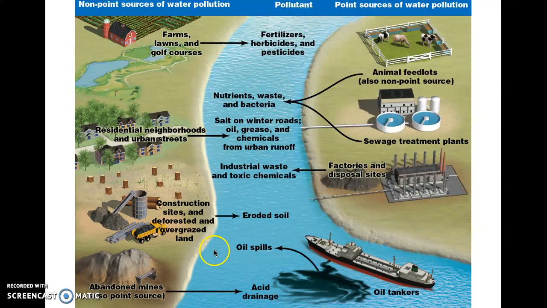And then from construction sites, deforested and overgrazed land, we get eroded soil, and from abandoned mines, we get acid drainage. So the things on this side are less of a direct pollutant. Like you don't think of residential neighborhoods and urban streets as actually funneling pollution into waterways, but they do because of the way that runoff works. So that's more of a diluted way. This is more direct pollution.